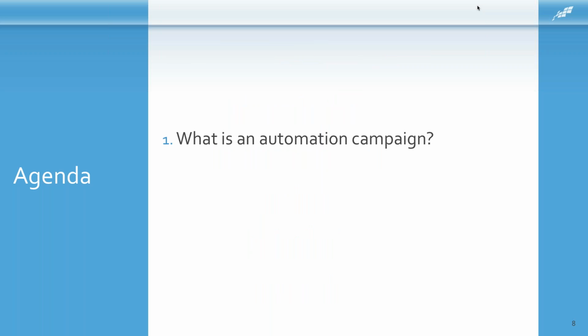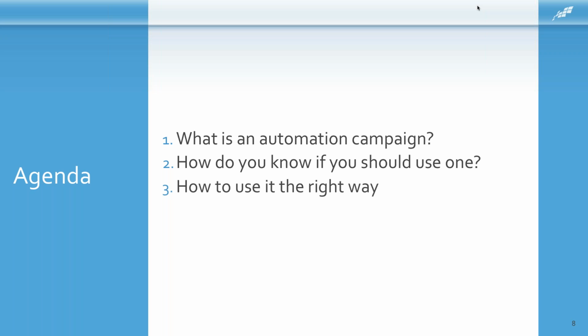So here's our agenda. What is an automation campaign? We'll talk about the campaigns and how they can help your organization. How do you know if you should use one? And I'll give you a little tip: you should, and you are. We already have them set up for most of you in terms of a welcome email. How to use it the right way, and we'll talk about the different ways that you can use it. And we're also going to show you examples.